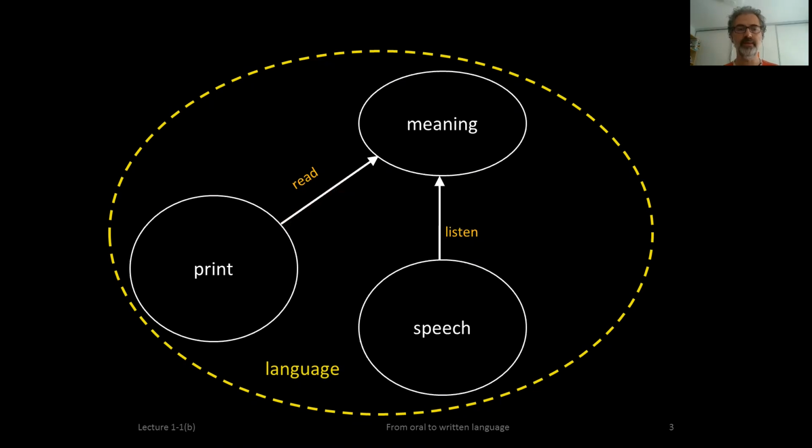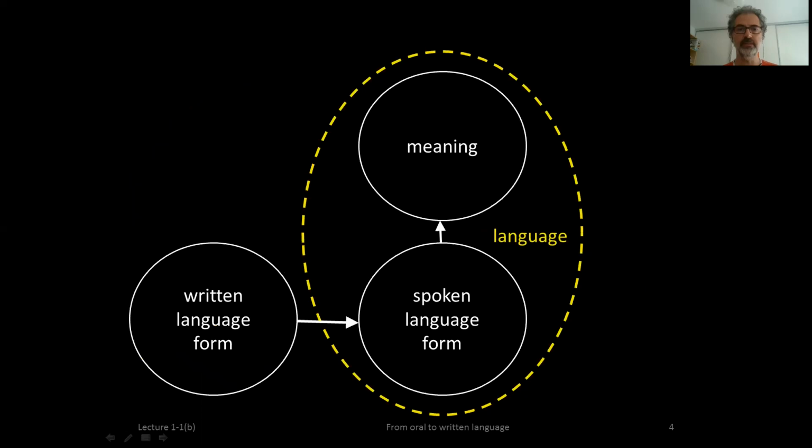But again, language is one thing that just has two different entrances. This is not the right way to think about language or about the relationship between these two parts. Indeed, from a linguistic point of view, language only includes the spoken language form. So oral language is your language. And language includes the forms and the meanings and their connection.